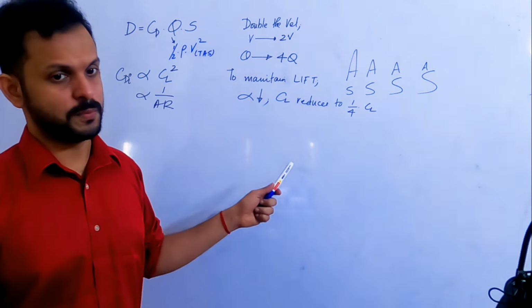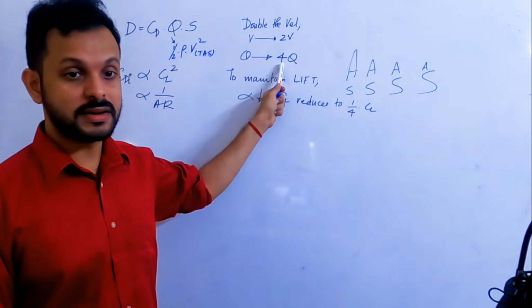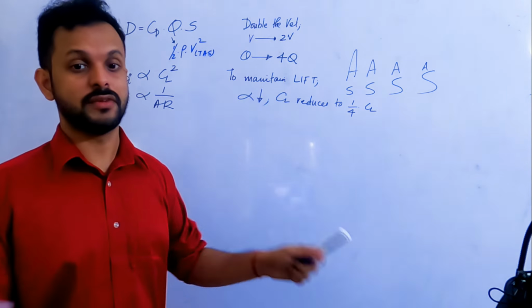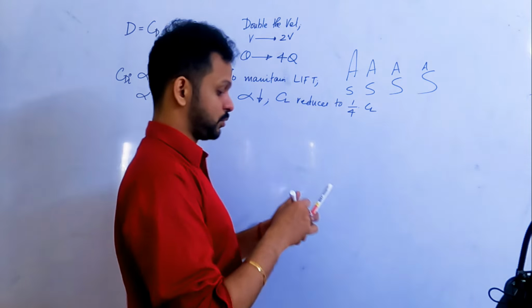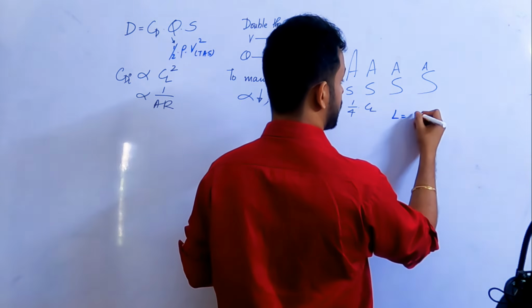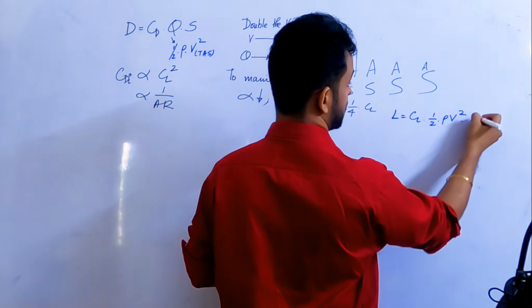We have seen this before. When you reduce the coefficient of lift by 1 by 4, you compensate for the dynamic pressure increasing 4 times. This 4 and this 4 cancel, so the lift is maintained. Is that clear? If you are confused, just put this in the equation again. The lift equation: lift is equal to coefficient of lift times half rho V square times S.